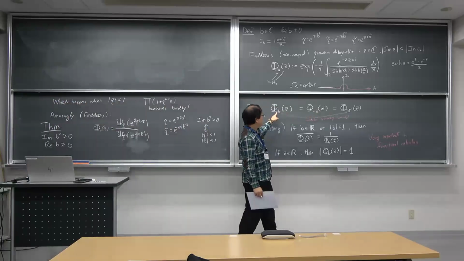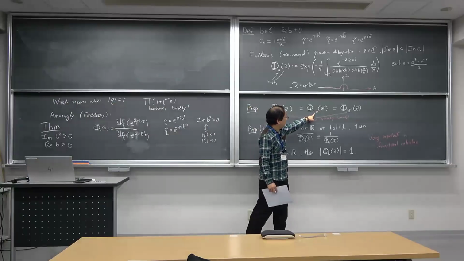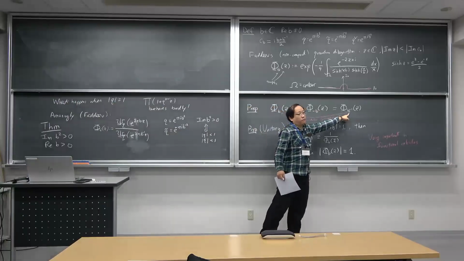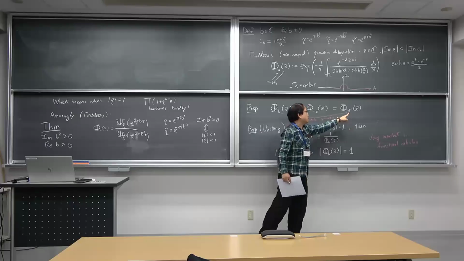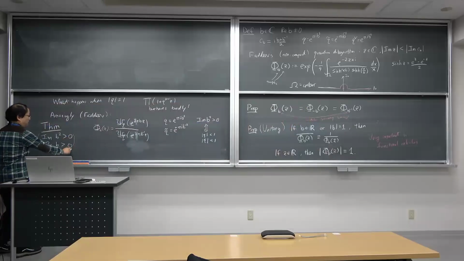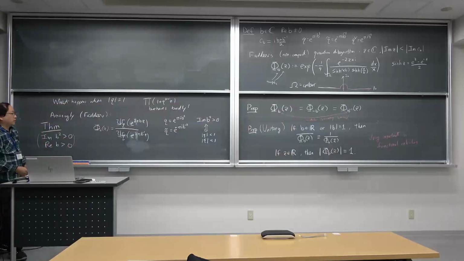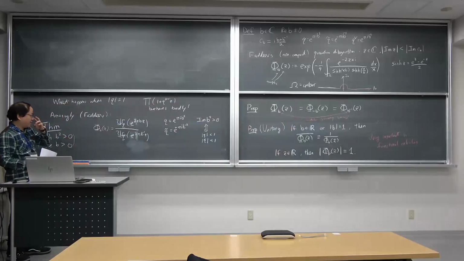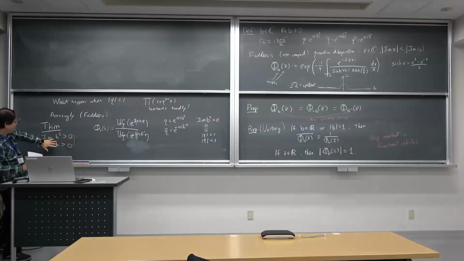So if I know the case for real b bigger than 0, I will know the case for real b less than 0. I will also know the case for imaginary b squared less than 0. So really, we just need to focus on this range to understand the full behavior. And actually, if you look at the literature, many people don't write this line, which will be wrong.